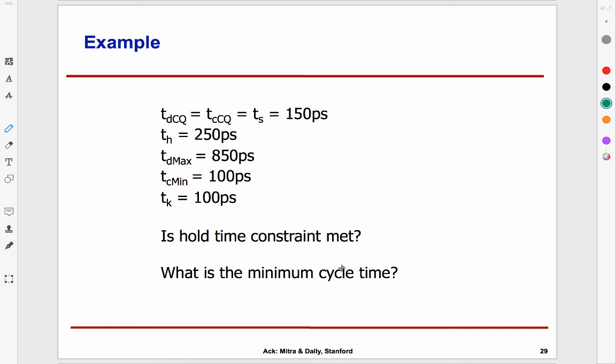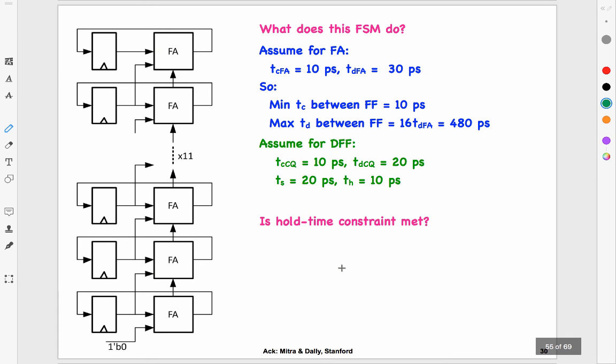Okay, what about minimum cycle time? What is the minimum cycle time? So you look at the max. So 150 plus setup time, that's another 150, that's 300, plus 850, that's 1150, and the skew is added, so it's 1250, and that's going to be the minimum time that you're going to have.